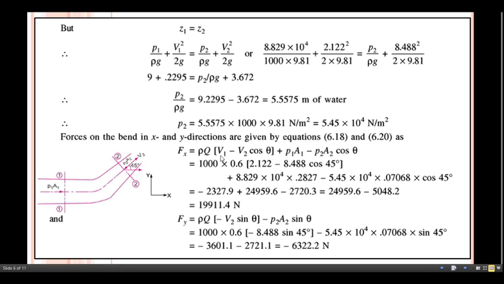So rho Q into (V1 minus V2 cos theta) plus P1 A1 minus P2 A2 cos theta. Now substitute the values for rho Q, V1, V2, theta, cos theta, everything here. Do the calculation, and we can get the value for Fx equals 19,911.4 Newton. Similarly, get the value for Fy.